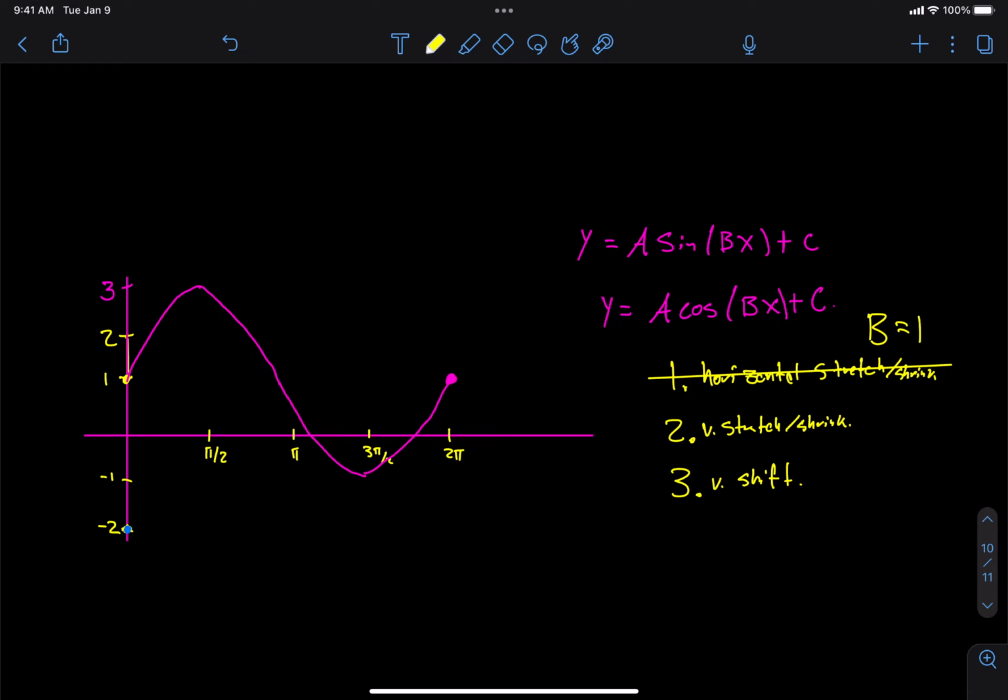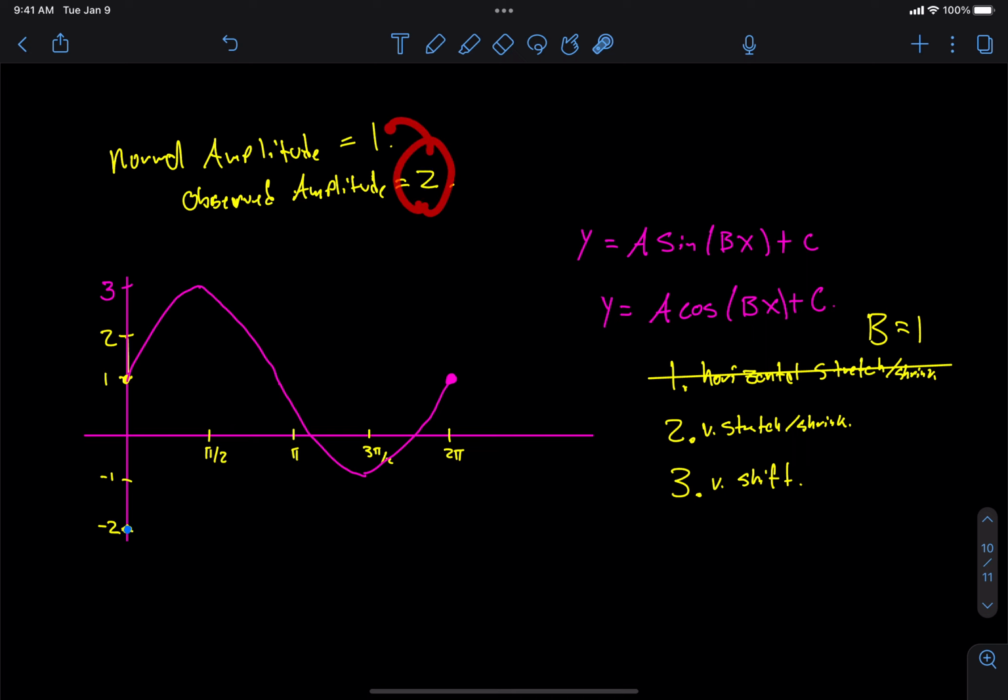So normal amplitude is just 1 for sine and cosine. My observed amplitude is 2. Okay? So what is the difference between these two? I get 2 by multiplying 1 with 2. So this tells me that A is equal to 2. Okay?